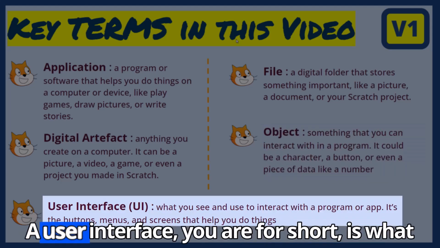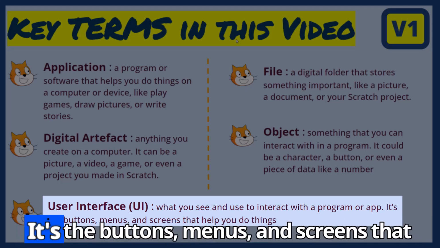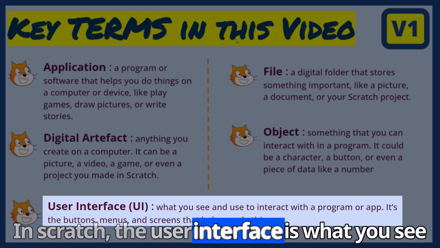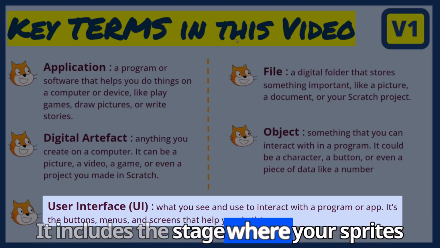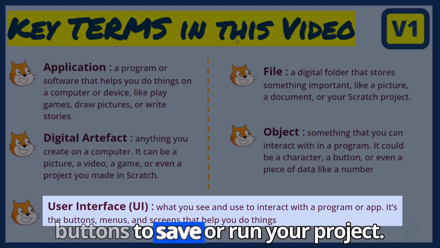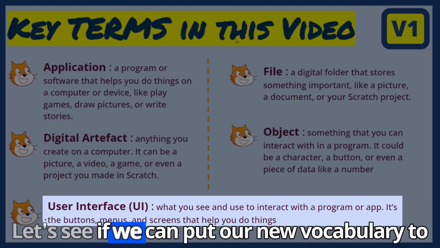5. User interface. A user interface, UI for short, is what you see and use to interact with a program or app. It's the buttons, menus, and screens that help you do things. In Scratch, the user interface is what you see when you open Scratch. It includes the stage where your sprites move, the blocks you use to code, and the buttons to save or run your project. It's everything you use to make your project come to life.